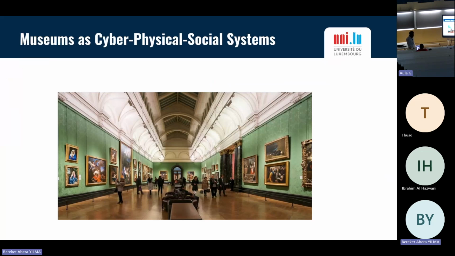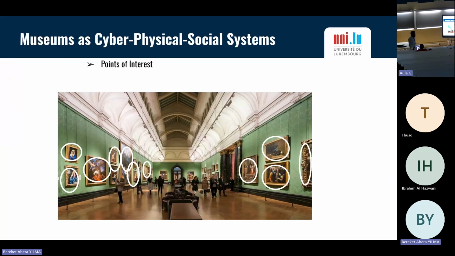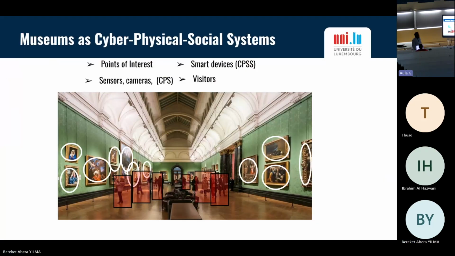Museums can be seen as cyber, physical, and social systems, as we were talking about earlier. Why? Because we have points of interest that you want to personalize and recommend, and you have visitors, you have smart devices with some sort of social capabilities, let's say personalization, and you have also some devices with no social component per se, and they exist together in the same physical space, which is the typical definition of a cyber physical social system.